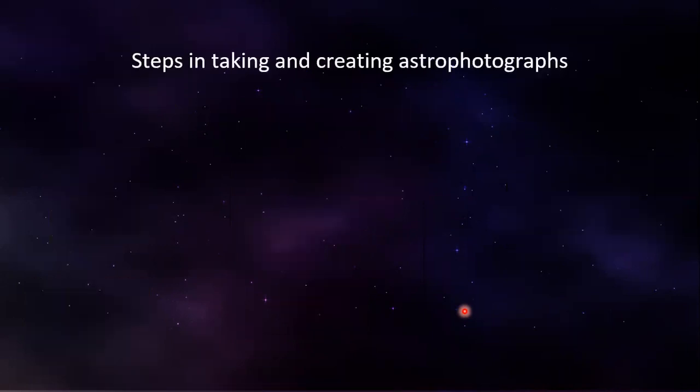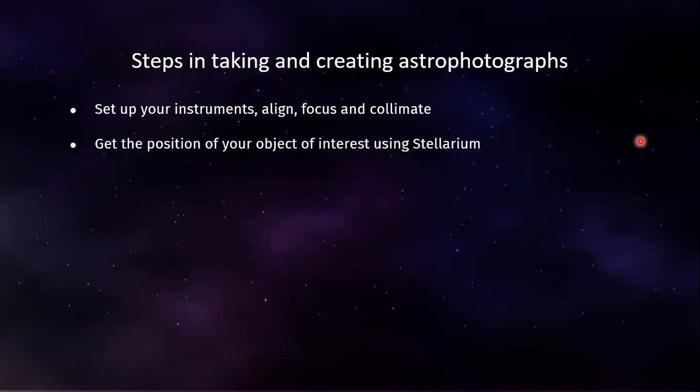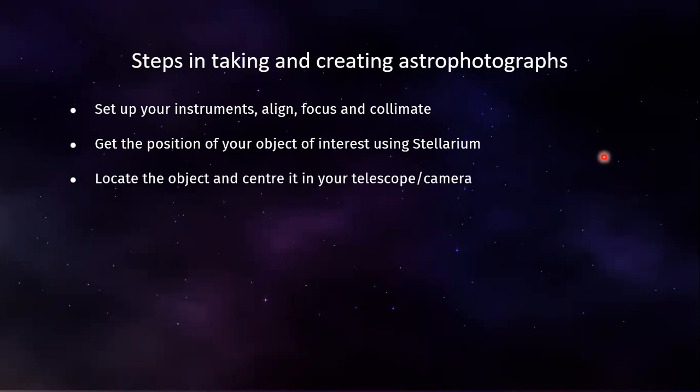Now we'll see how these pictures are taken and what steps are followed. First of all, we need to set up our instruments. We need to unpack them from the packaging, and we need to align them, focus them, and collimate them. Then we need to know where the object of our interest is located. We can do this by using software like Stellarium, etc. And once we know the position of our object, we need to locate it and center it in our telescope.